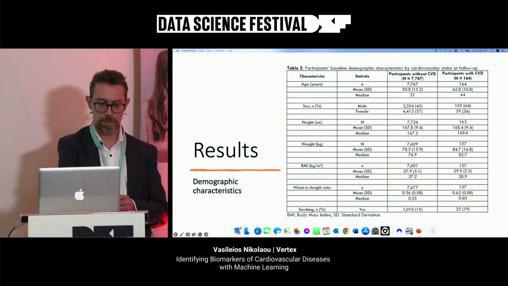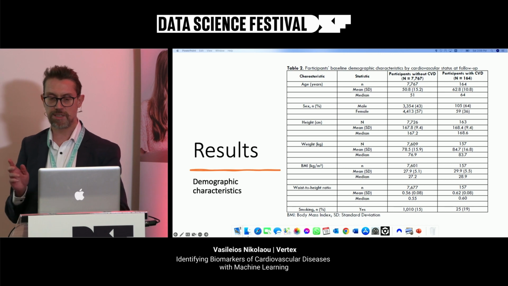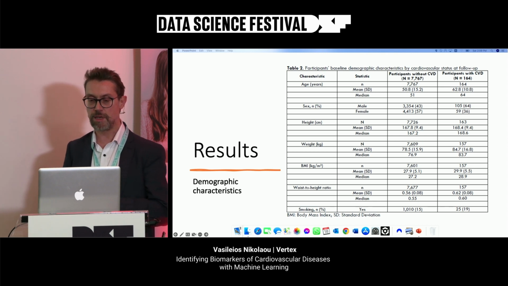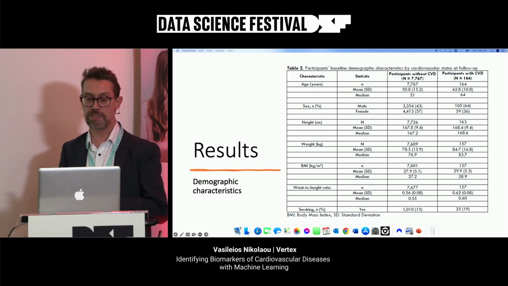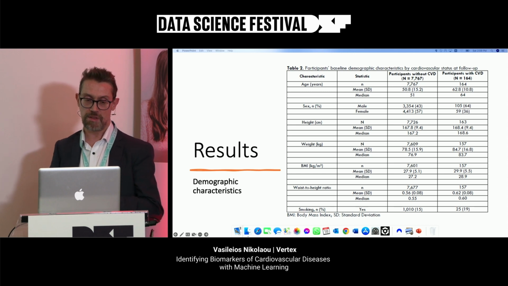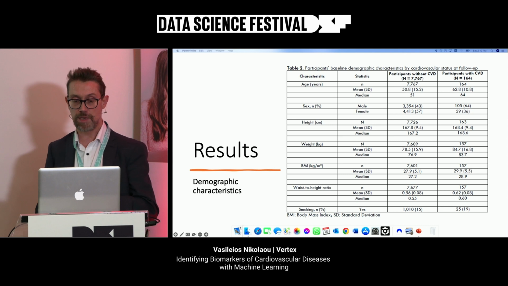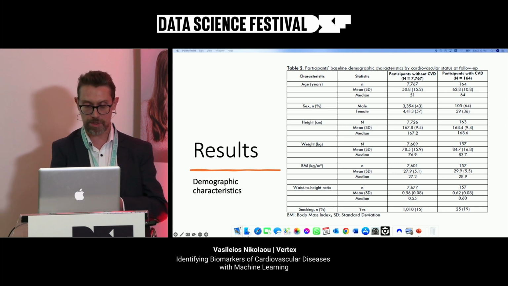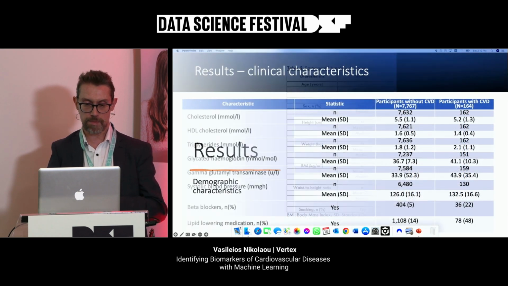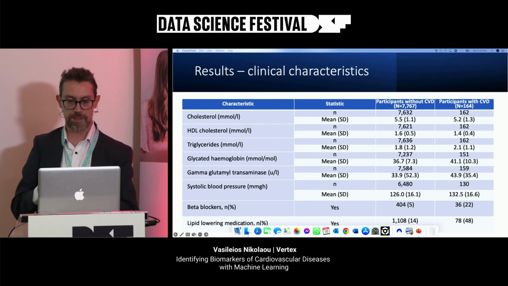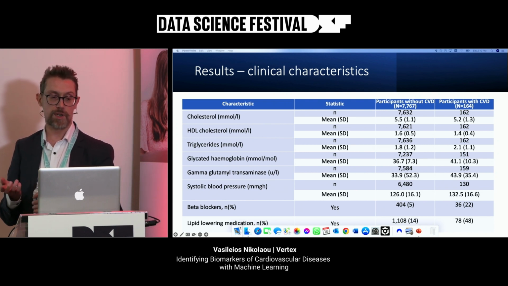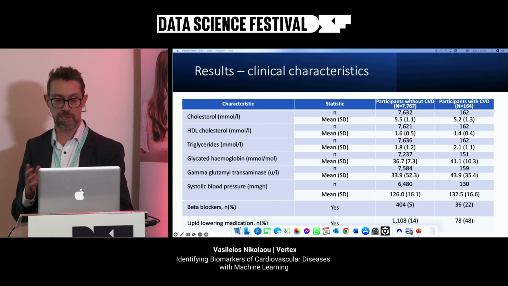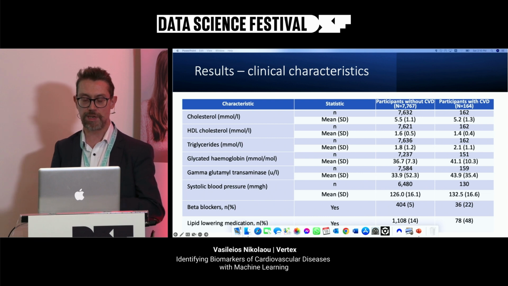And here I can show you some results. First, I will show you some baseline demographic characteristics for participants who did develop CVD and those who did not. And as you can see, those who developed CVD were older and slightly overweight. Most of them were males. They had a slightly higher waist to height ratio, and most of them were smokers. Then, similarly, I can show you some key biomarkers for those participants with and without CVD. Those who developed CVD had slightly higher triglycerides, gamma GT, and systolic blood pressure. They took more medication, like beta blockers and lipid-lowering medication to keep their cholesterol levels low.